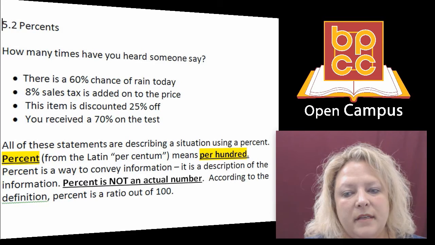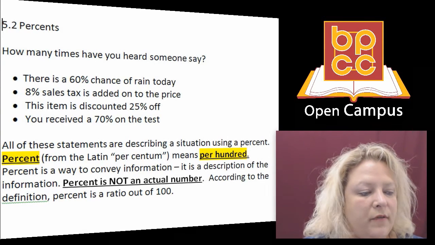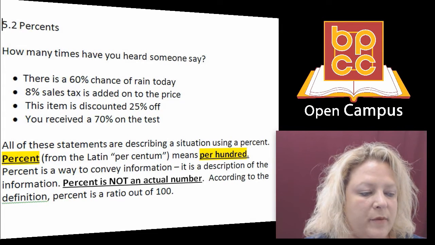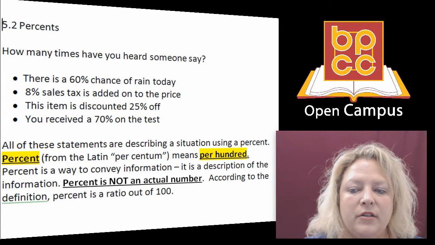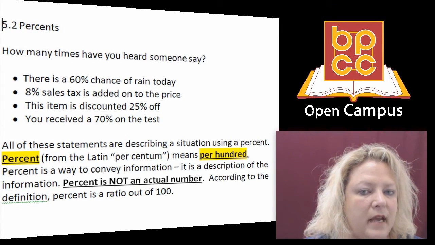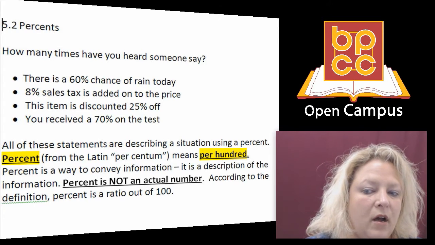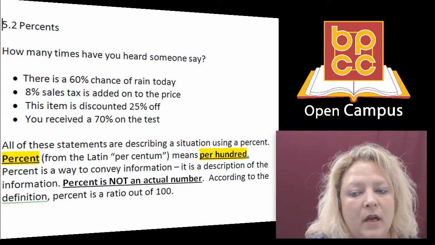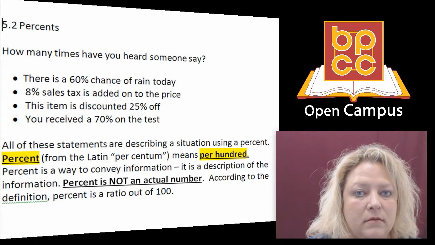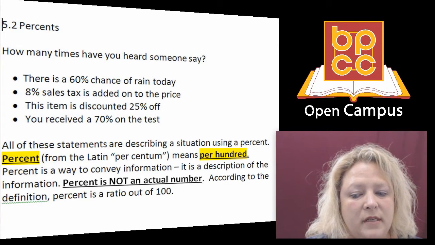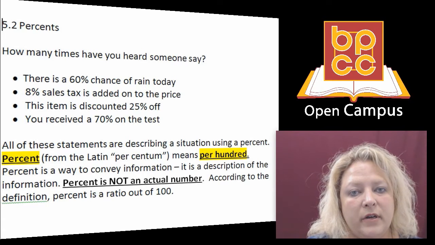You've heard them say there's a 60% chance of rain or there's a 20% chance of rain. You've heard about the sales tax, 8%, 9%. When you go to a sale, 70% off, 25% off. Your test grades, 70%, 80%. All of those deal with out of 100.